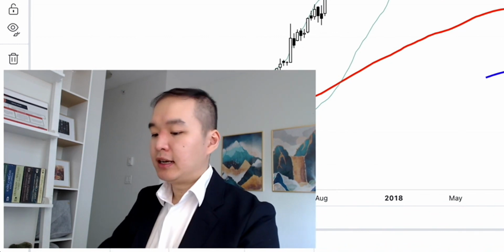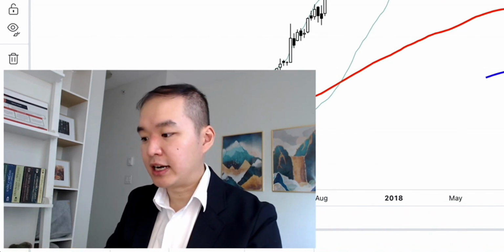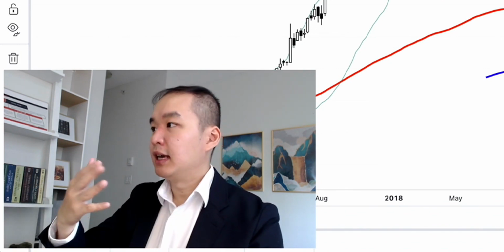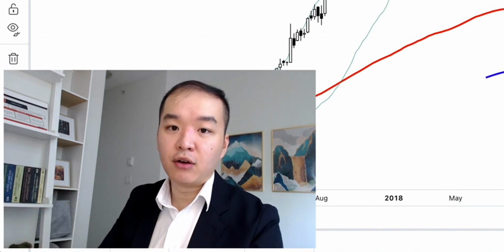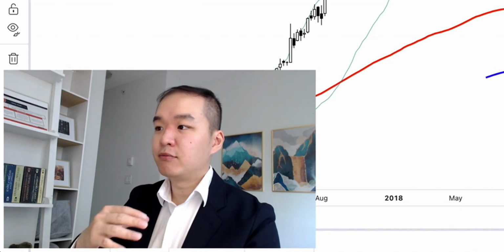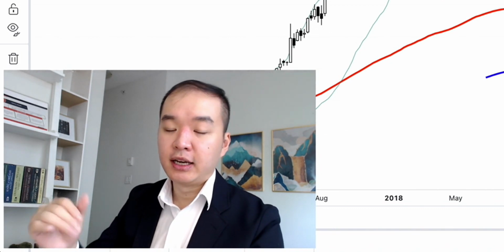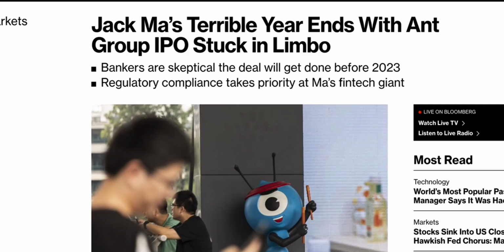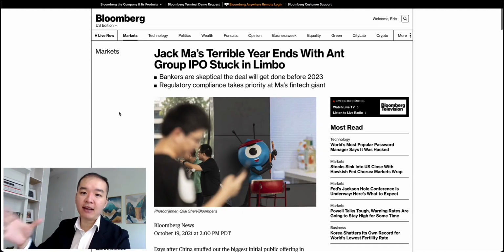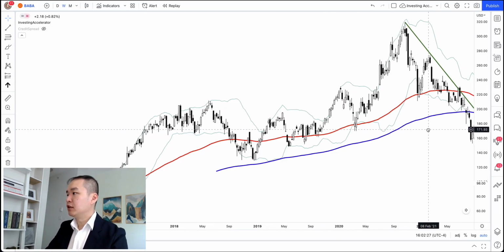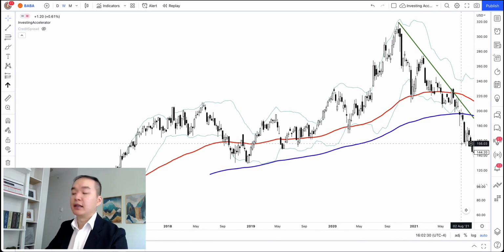Now typically, if things do work out, let's say Jack apologized or whatever, then it will continue to go up, right? Ant Financial's IPO is probably one of the biggest IPOs in the world, probably within the top 10, so it's going to be really profitable for all the shareholders, including Alibaba. This is the Bloomberg News article as of October 19th, 2021, saying that Ant Financial's IPO is stuck in limbo, and this is already a couple of months after I invested. If I scroll a little bit forward, you'll see that the stock continued to go down.